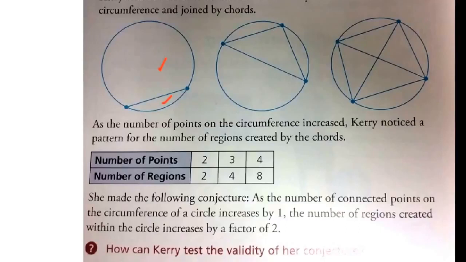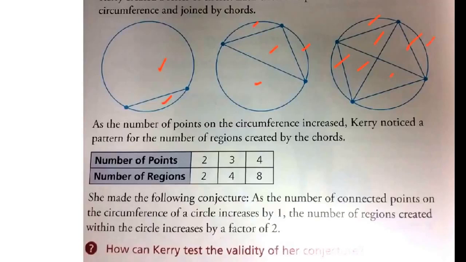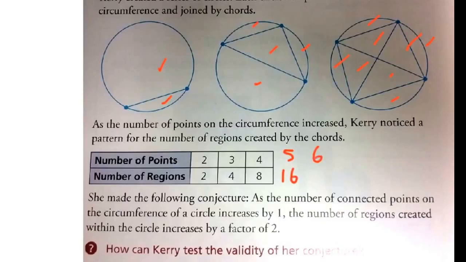If we use three points, we connect all the points, you can see we end up getting 4 regions. If we do 4 dots, we get all those regions, we end up with 8 regions. So her conjecture is if we increase the number of dots, we just keep doubling the number of regions. So her theory is if we go to 5, we'd have 16 regions. If we go to 6, we'd have 32, and so on.